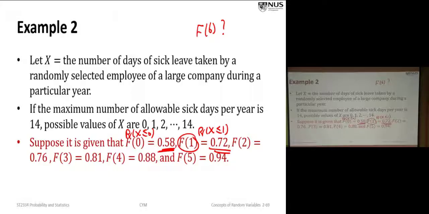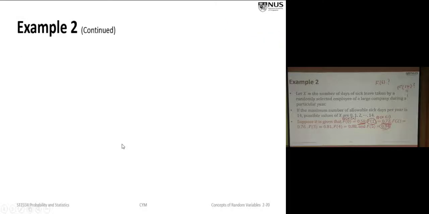How about F14? Do we know? Don't say that you don't know. My question is, what is F14? F14 is equal to 1. It's not just bigger than 0.94, we know it's 1. Why is it 1? Because that covers all the possible values for x, so it has to be 1. Based on this, we try to answer the questions.